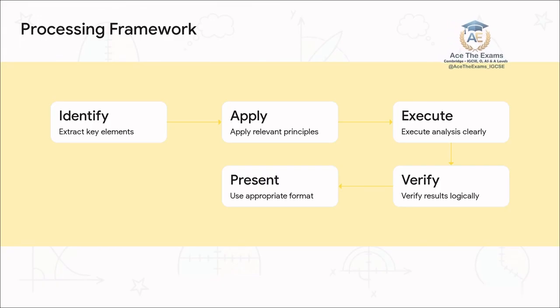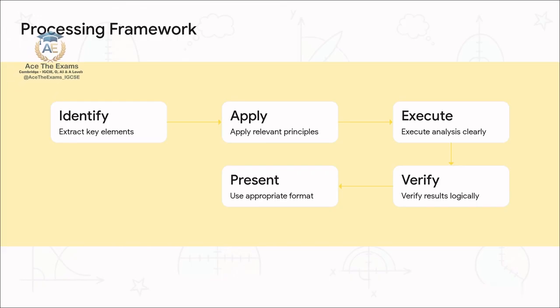Step 2, apply the relevant principles. Explicitly write down the discriminant condition, like b squared minus 4ac equals 0. Step 3, execute your analysis with crystal clear working. This is where your algebra has to be flawless and, honestly, nicely spaced out.